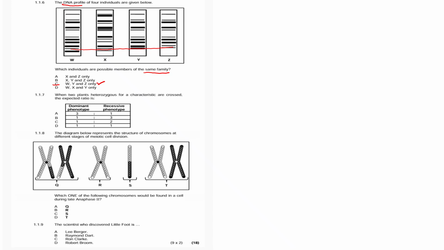Therefore now 1.1.7: when two plants heterozygous for a characteristic are crossed, the expected ratio, what is it? The expected ratio is 3:1, right? It is A, 3:1. So the dominant phenotype must be 3 and the recessive phenotype must be 1. Very good. So when two plants heterozygous for a characteristic are crossed, the expected ratio for dominant phenotype is 3 and for recessive phenotype it is 1.